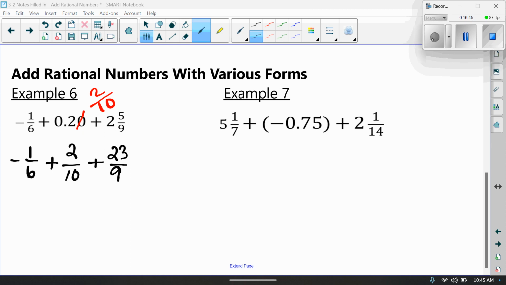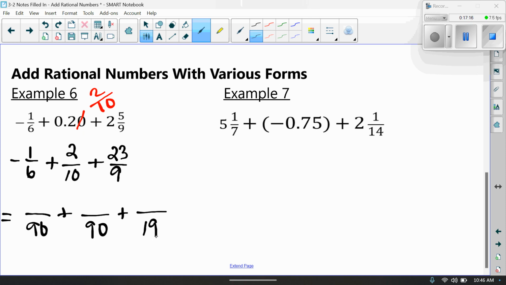So now, you guys, for adding fractions, what do I need? Common denominators. Yes, we need common denominators. So what is a common denominator with 6, 10, and 9? Good. So the common denominator here, you guys, is 90, okay? So we've got 90 here, plus we need this to be a 90, plus we need this to be a 90. Okay, so we need to multiply this times 15.